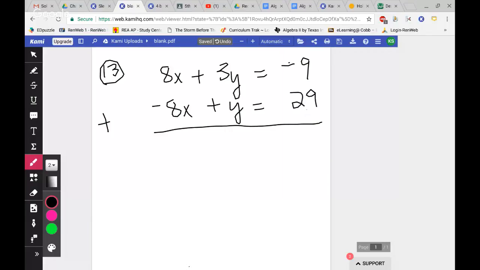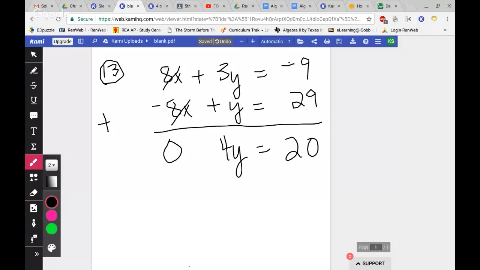They're lined up one on top of each other. It's all nice and neat. So you've got 8x plus a negative 8x, and that cancels out and gives you 0, which was our goal. That's why it's called elimination. You're trying to eliminate one of the variables. Then you've got 3y plus 1y. That's going to give you 4y equals, and then you've got a negative 9 plus 29. So that's going to give you a positive 20.